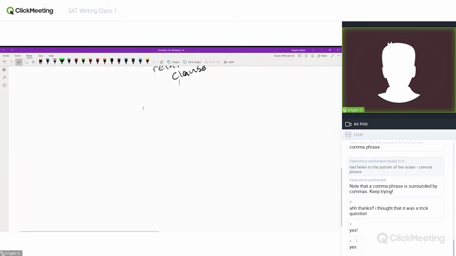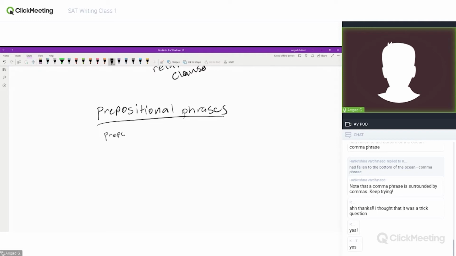So let's get into the next topic, which is going to be prepositional phrases. All right. So first question, what is a preposition? A preposition is a word used to describe the relation between another word or element, right? And most prepositions are direction or position words, right? Because it's describing its relation to another word.